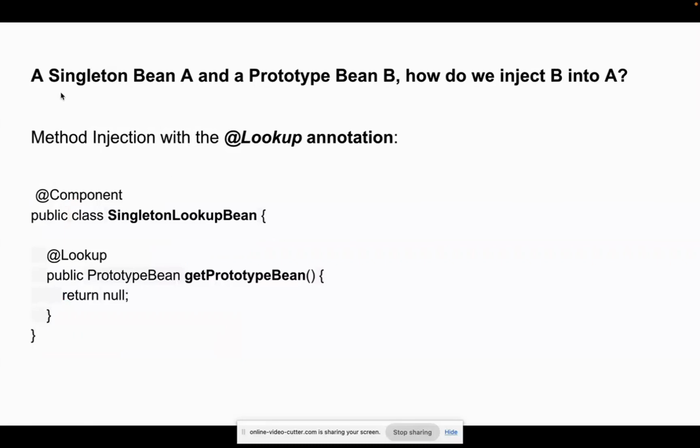Now, this question is about a singleton Bean A and a prototype Bean B. How do we inject B into A? Since B is a prototype, we are injecting a prototype Bean into a singleton Bean. Here we can use method injection with the Lookup annotation.